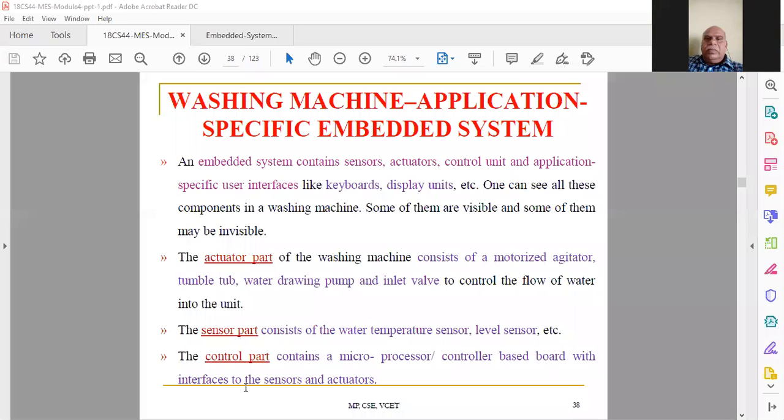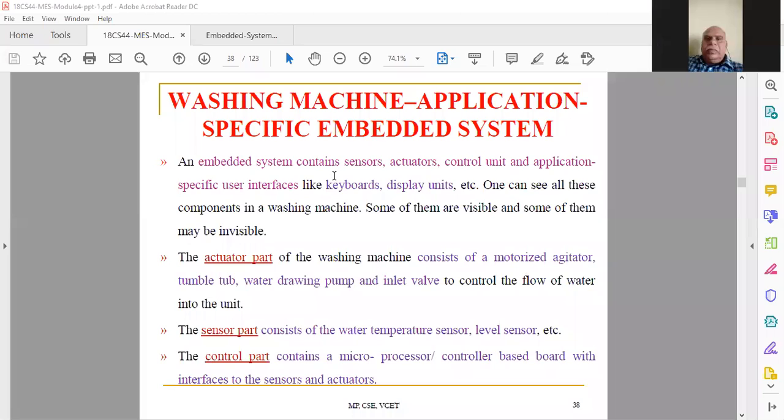Next, the control part contains a microprocessor. Certainly, the control part must consist of either a microprocessor or a microcontroller based board with the interface to the sensors and the actuators. Everything is controlled by this particular control part, depending on the pre-stored programs. Already we know this very well.